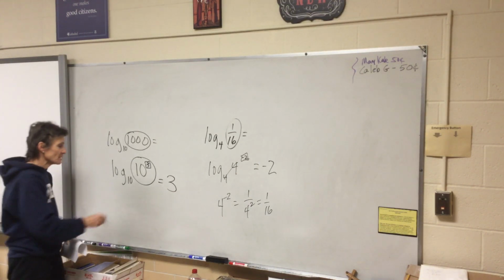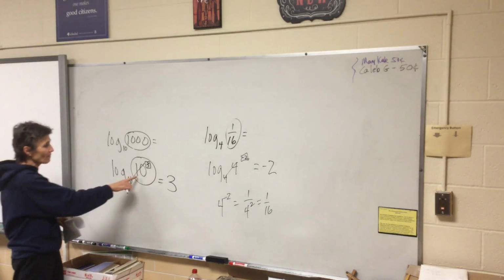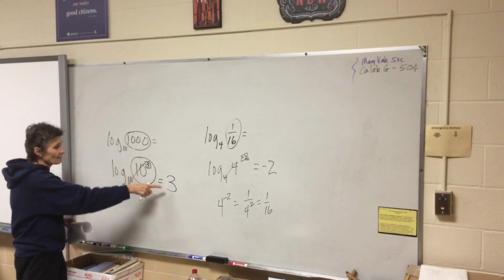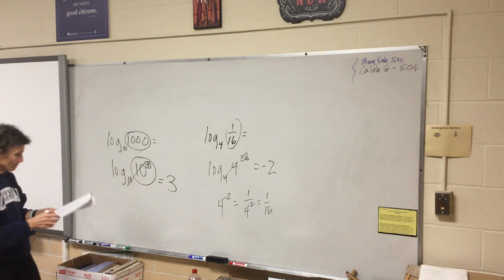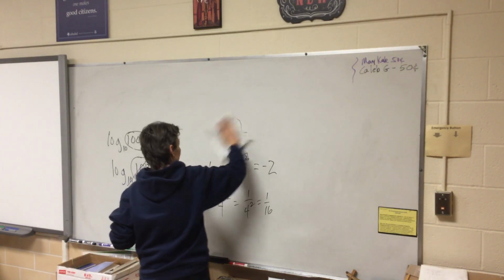The magic in these problems is making sure that you have rewritten your number as a power of the base. Then you can just cancel them out, and the answer is the exponent. We looked at one like this earlier.